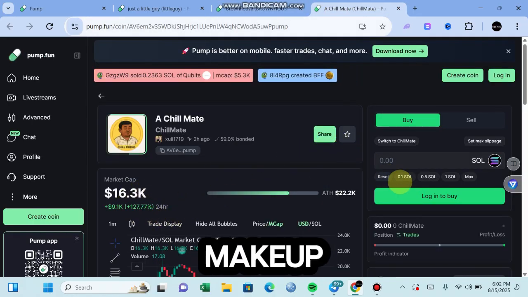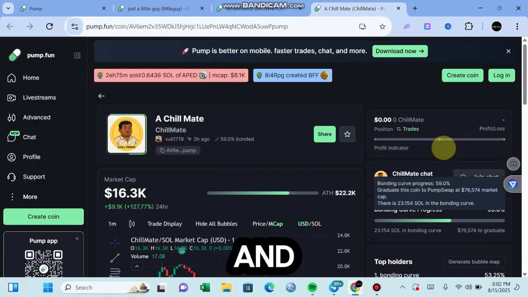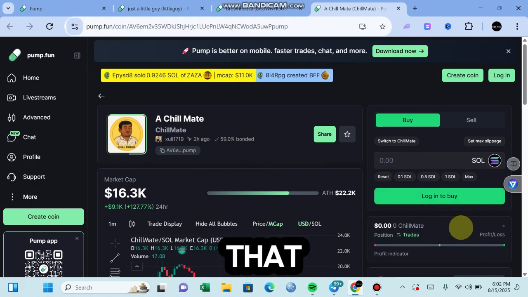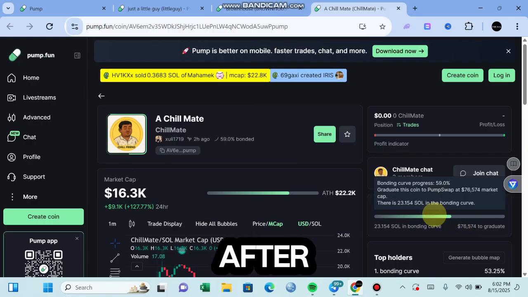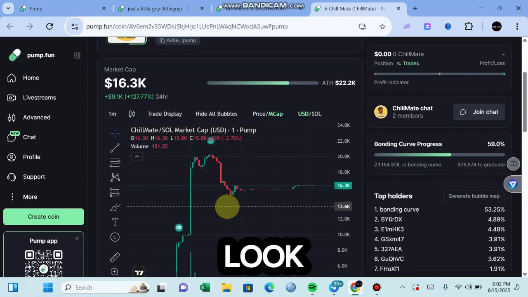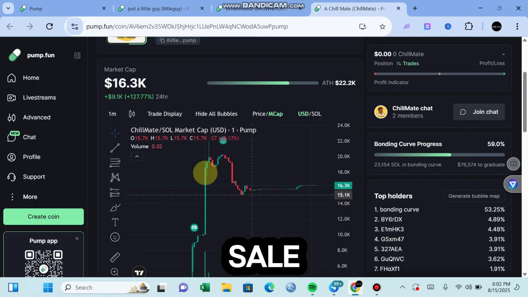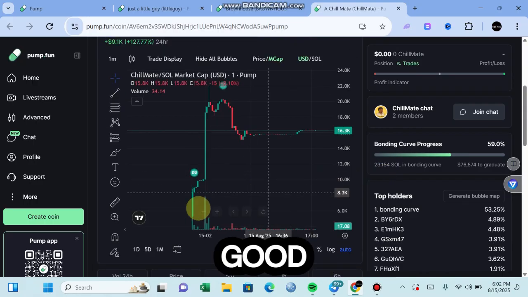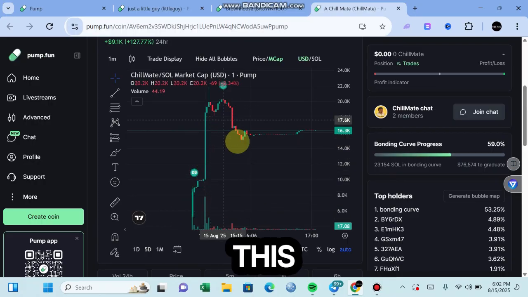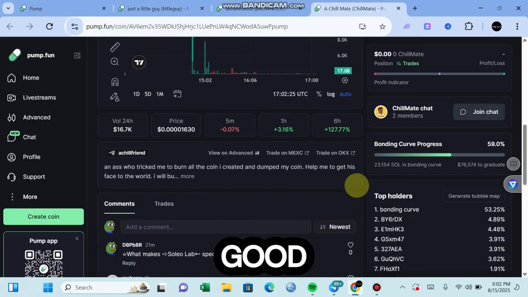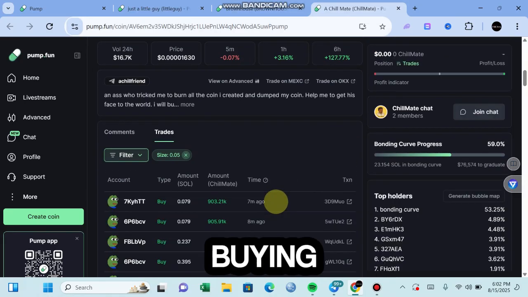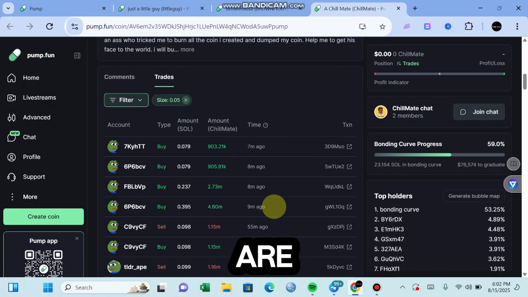16k market cap, and we also use the tool to check the total holders. Then after that, you can start to look for ways to buy. So this is 1 minute, and this chart is not looking really good. You can see the pump. Yeah, it's not looking good. So you click on the trades, and you will see if it's just one wallet that is buying or they are pumping the coin.